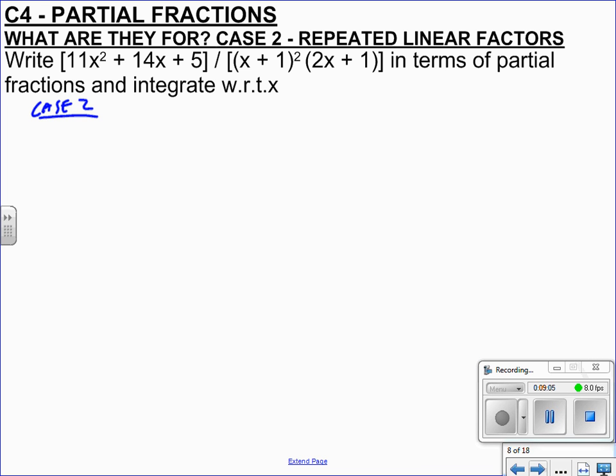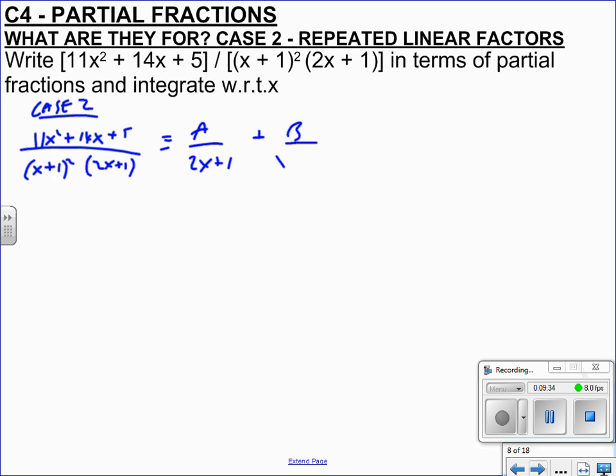So case 2, slightly more difficult example. Again, we could integrate this. We could use binomial expansion on this. Okay, and as this is the second time I've done this video, I hope I'm not rushing too fast. But anyway, so like before, we're trying to split this thing up into linear factors, such that we have a constant over a factor plus another constant over the second factor.